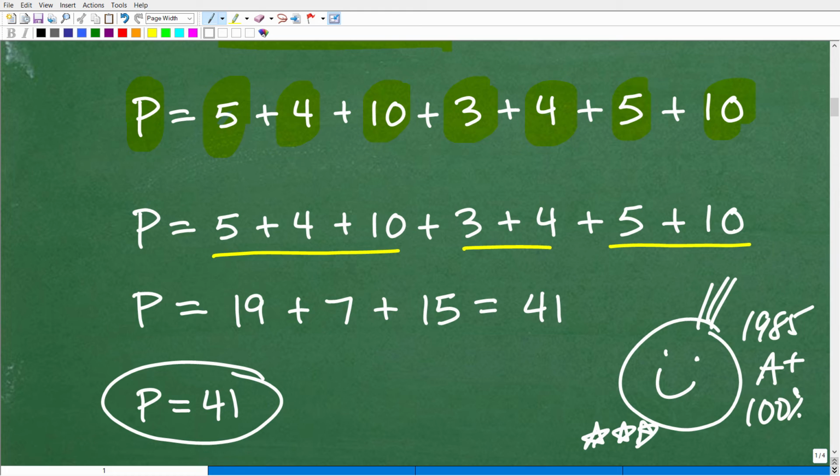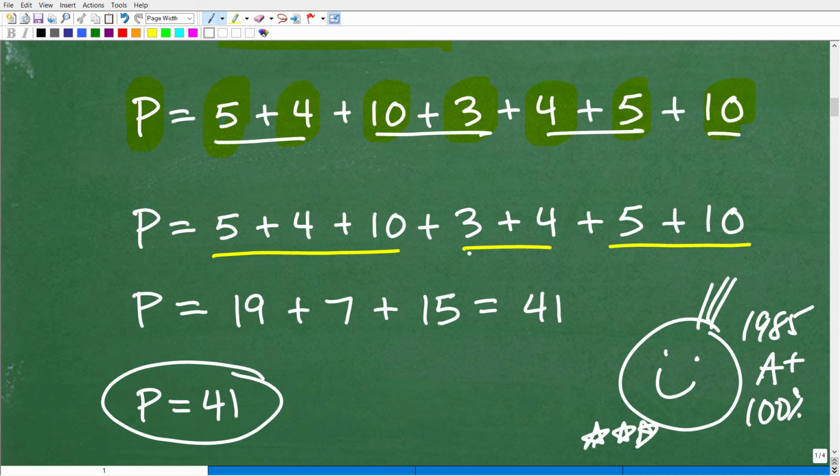So when you're asked to add up a bunch of numbers like this, start chunking things. The way you can chunk up this problem is very easy. Use your pencil or pen and just underline things that look easy to you. So here, I'm looking at 5 plus 4. Oh, that's 9. 9 plus 10, that's 19. So I'm going to underline that.